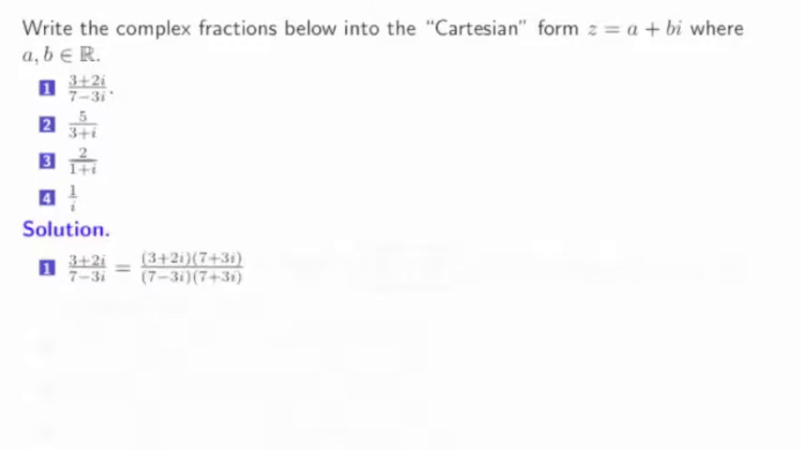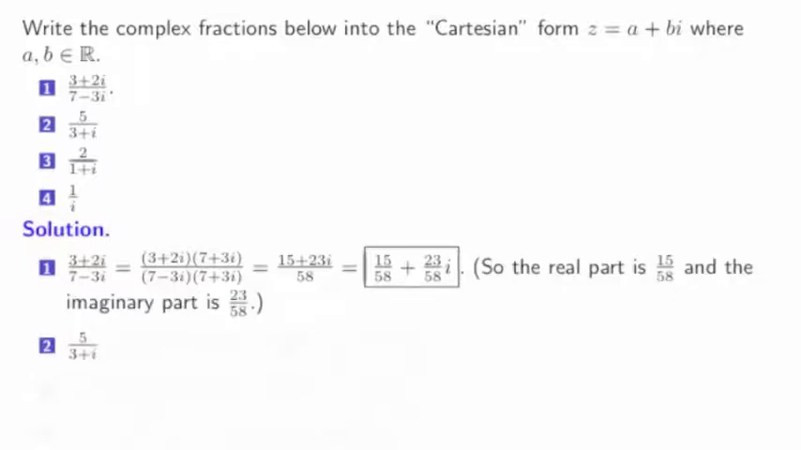Let's do some problems. We're going to do all four of these fractions. In the first case, 3 plus 2i over 7 minus 3i, we multiply top and bottom by 7 plus 3i, the conjugate, and then we expand out both the numerator and the denominator. And if we want the real and imaginary parts, we can break them up into 15/58 plus 23/58 i. If we divide by 3 plus i, it's the same as multiplying top and bottom by 3 minus i. Do the algebra. So my answer is 3/2 minus 1/2 i.